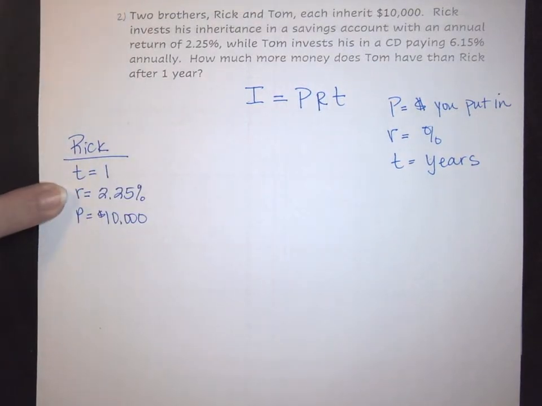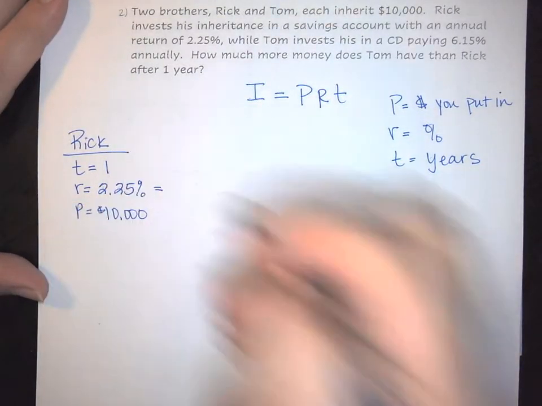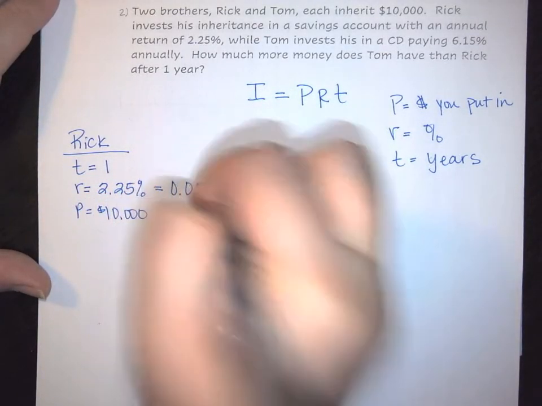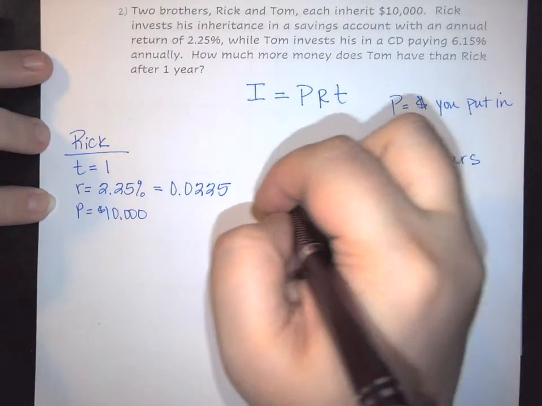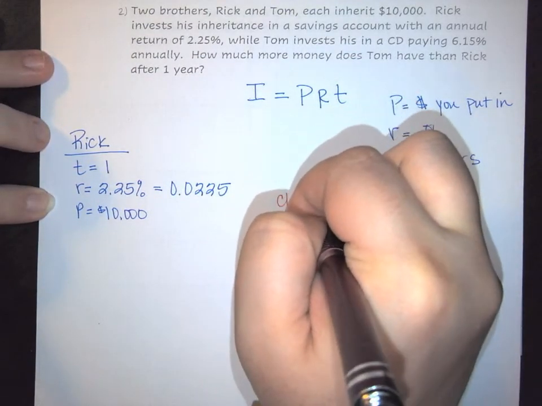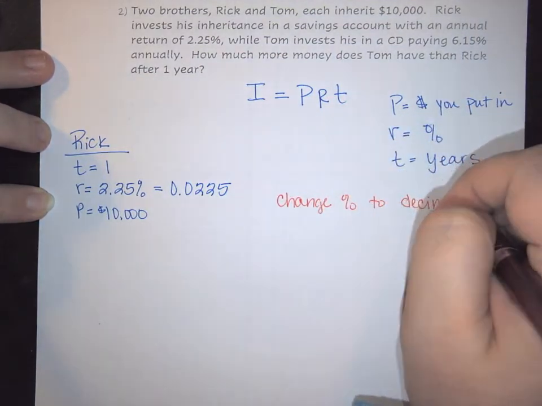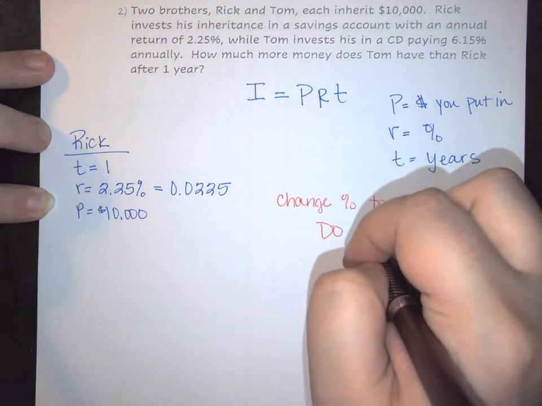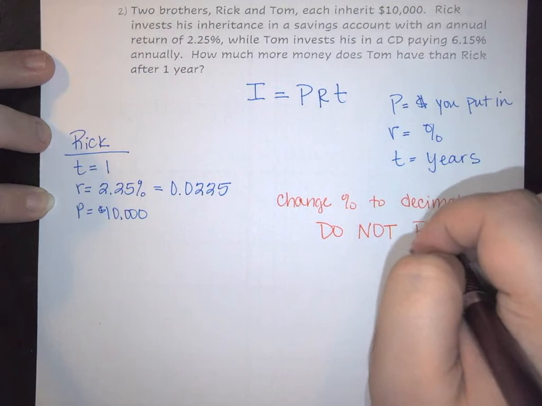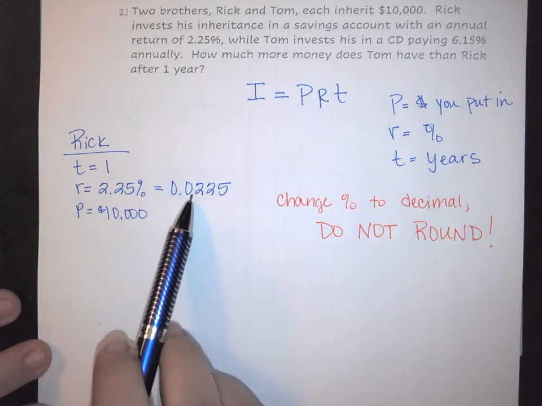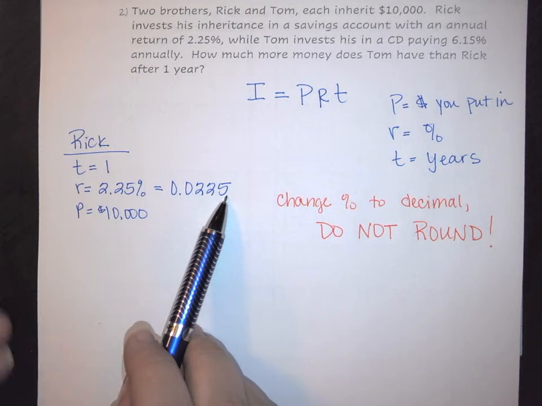Now when we're talking about rate, it's important that you always interchange it to a decimal. To do that, you divide by 100, so 0.0225. To note, you must change percent to a decimal. And here's the important part: do not round. You want to use the decimal as is. So 0.0225 is what you need to use in your problem.